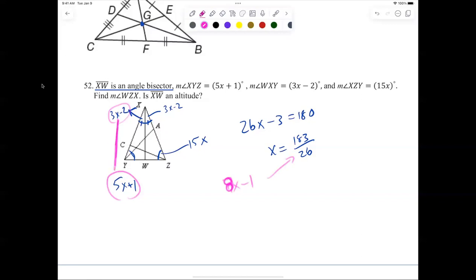All I did was add these two angles, 3x minus 2 and 5x plus 1. So that's not an altitude, correct? Because this is not 90. Yes, 732. Do we agree that that's not 90? These two would have to add up to 90. You see what I'm saying? And 3x minus 2 plus 5x plus 1 doesn't add up to 90 degrees.